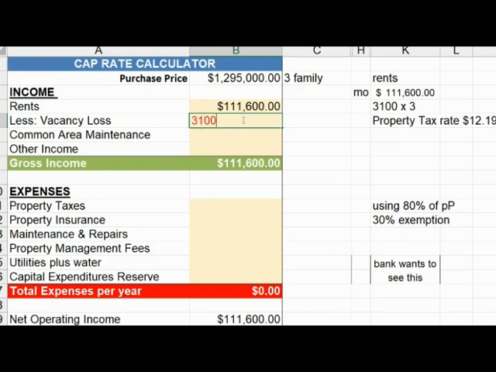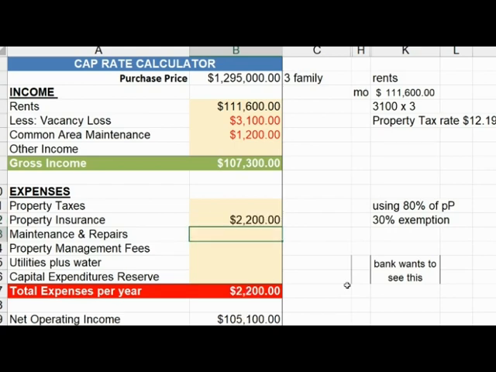Say one of these units is empty for a month before you re-rent it to someone else. There's going to be a staircase going up and down that you have to keep clean. If you're willing to do it yourself, you'll save money. But if not, I'm going to say $1,200, $100 a month to have someone vacuum and keep that hallway in good shape. So here's your gross income. Your property taxes will be an expense. Insurance, I don't know, it'll probably be more like $2,200 a year.